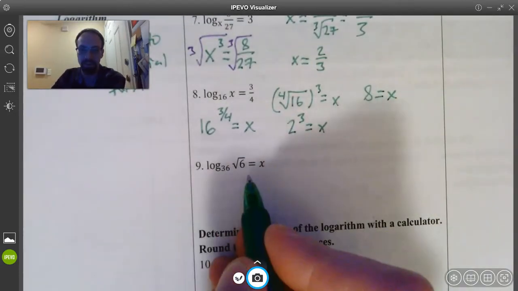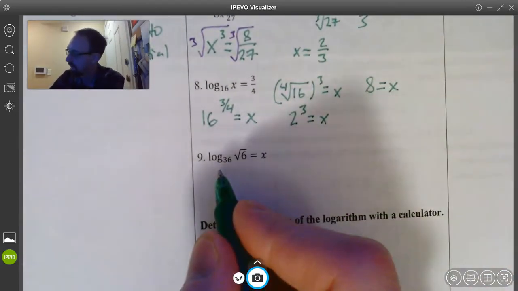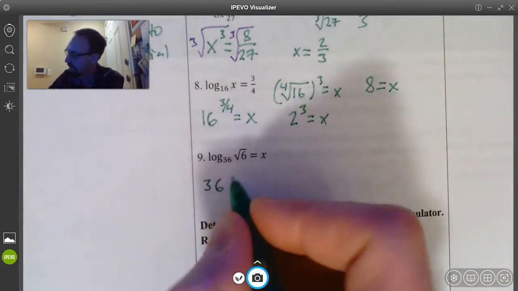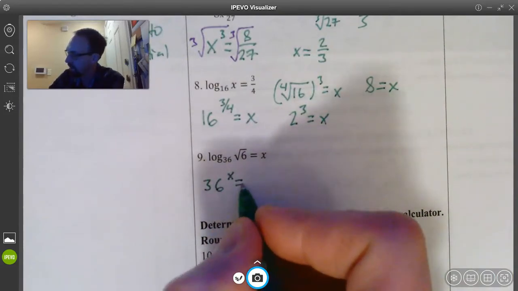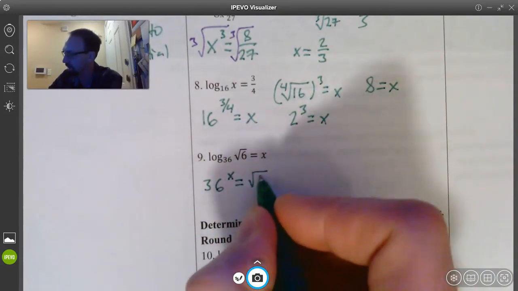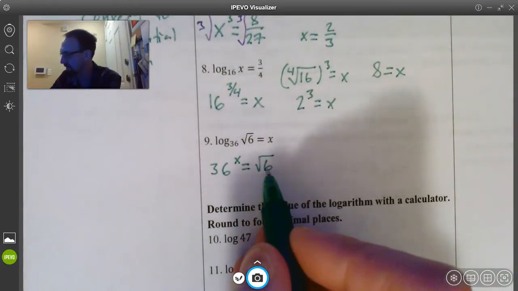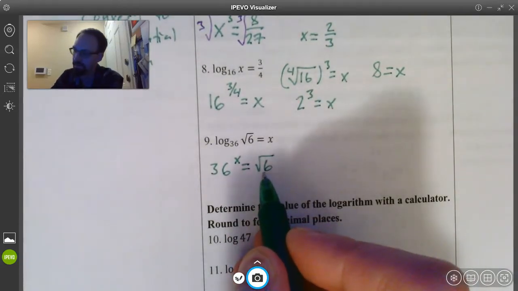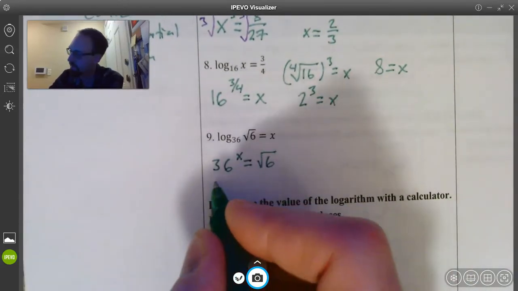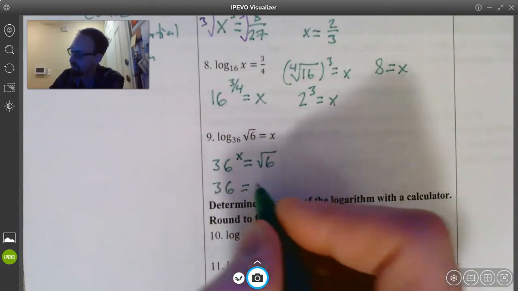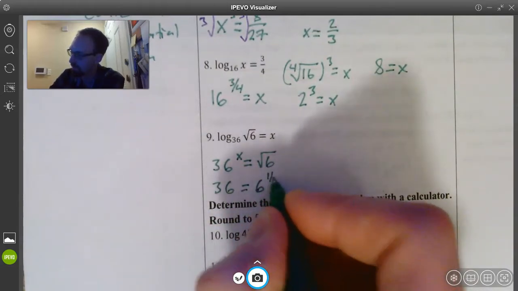Number 9, log base 36. So I'm going to have 36 to the x power equals the square root of 6. I think it's easier to see this in exponential form. So I'm going to convert the square root of 6.